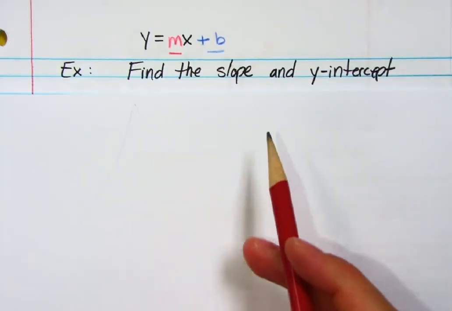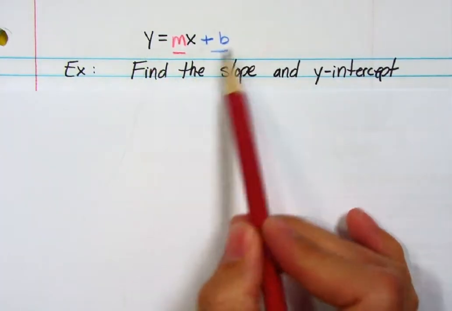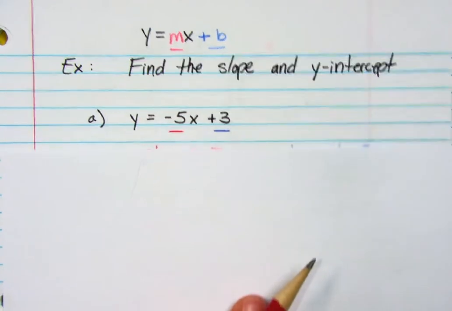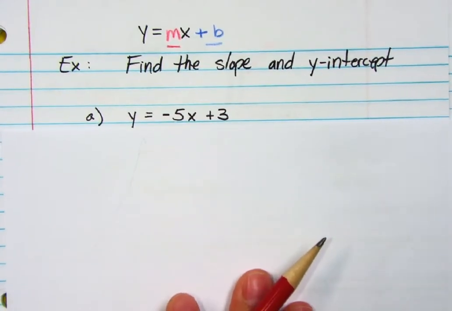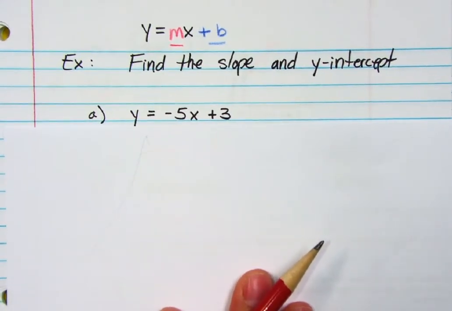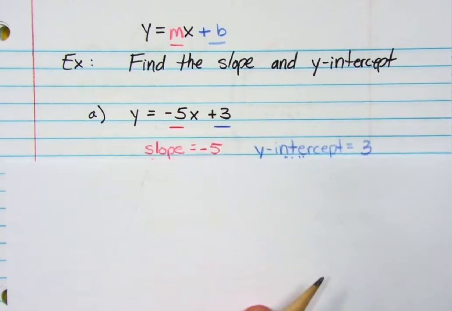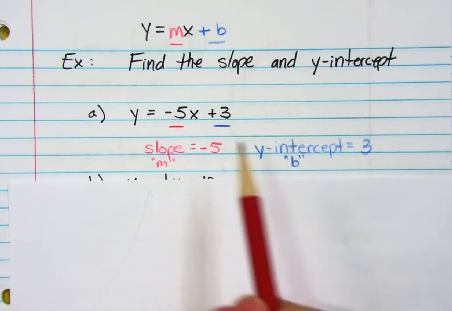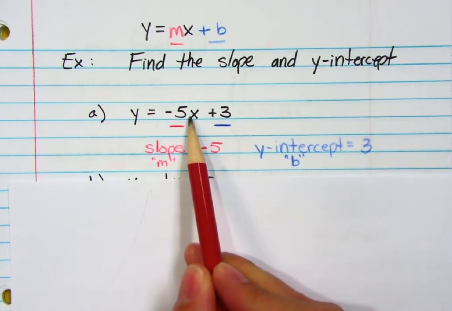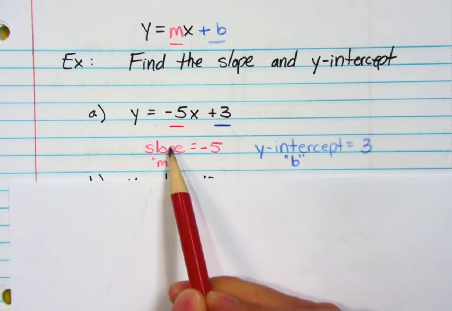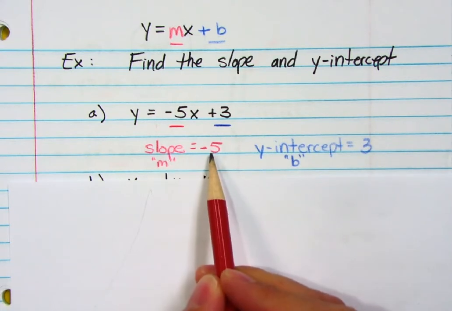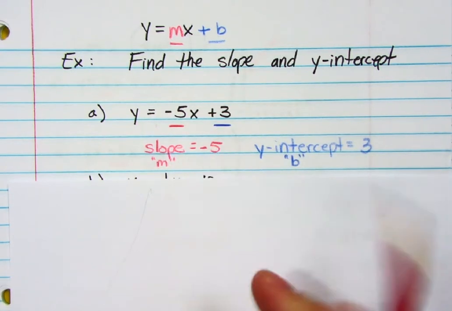All right, so we're going to find the slope and the y-intercept. Remember, this is the form. So if this is the form, take a look: y = -5x + 3. Which is the slope? Which is the y-intercept? Where can I find it? Well, slope is always the one that's next to the x. The coefficient of x is my slope. It's my rate of change. It's -5. My y-intercept is 3.